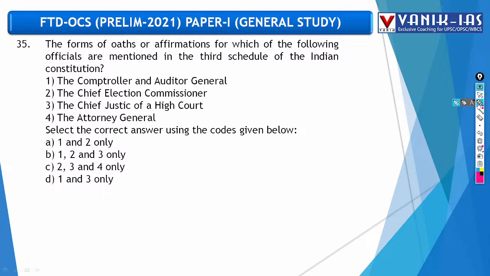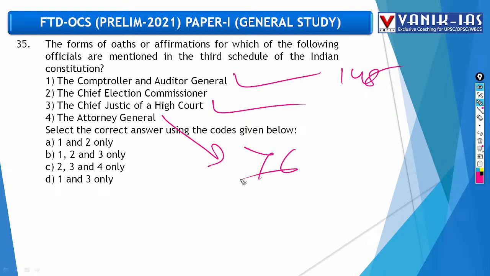Okay. Then next question. The forms of oath and affirmation of which of the following officials are mentioned in the third schedule of the Constitution? Comptroller and Auditor General, CAG, Article 148, that is mentioned in the third schedule. And Chief Justice of a High Court, that is mentioned. Attorney General, Article 76, is not mentioned; he is basically appointed by the government, so that oath is not mentioned there. Chief Election Commissioner's oath is also not mentioned in the third schedule. So options 1 and 3 are right: CAG and the Chief Justice of a High Court.